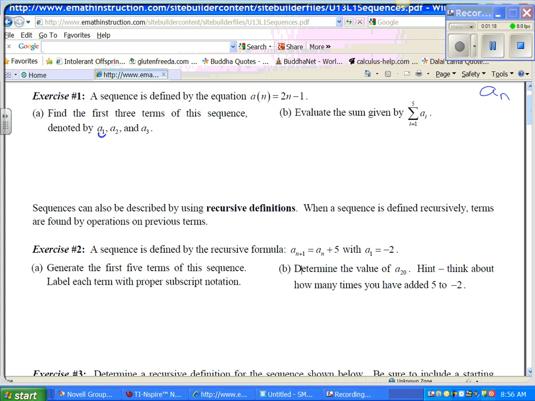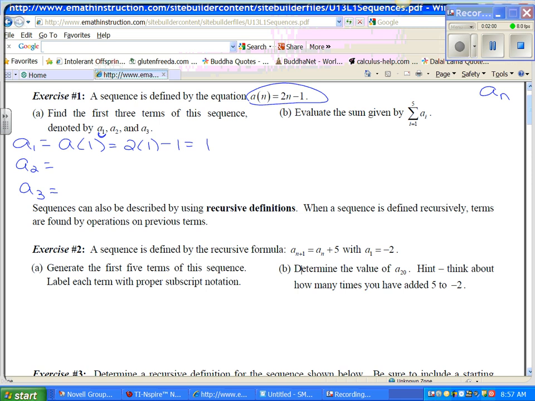So if I want to find my first three terms, I want to find a sub 1, a sub 2, and a sub 3, okay? What is n equal to in a sub 1? 1. So if I want to find the first term in the sequence, I'm using the formula that's given to me. What is n again? 1. So we're going to plug it in. I substitute 1 in for n. So a of 1 equals 2 times 1 minus 1, which is equal to 1.